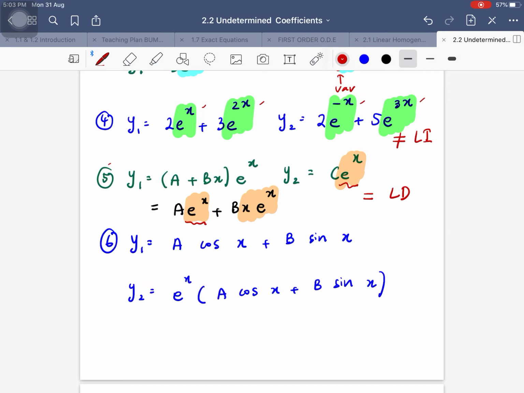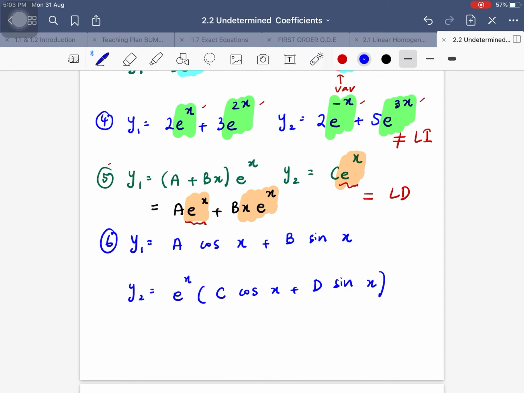Alright, so it will be the same idea for the last one over here. I have y1 a cos x plus b sin x. Again, I will remind you, a, b. So let me change this. I shouldn't be using the same constant. C and D. So I have a to z to choose from. Okay, A, B, C, and D, they are all constants.